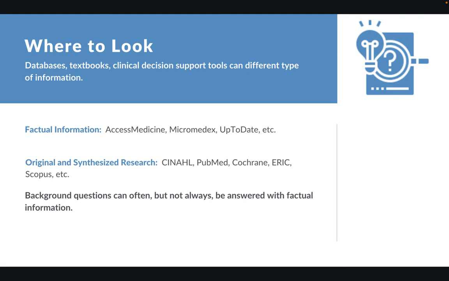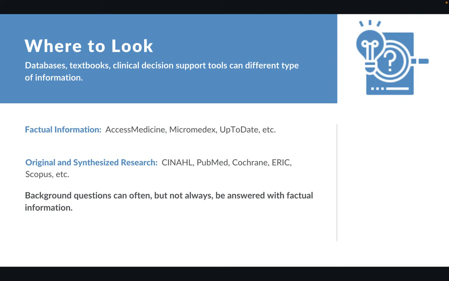So for background questions, we might use medical encyclopedias from the library or a database like Access Medicine, which is really like an online bookshelf of core titles in ebook format. We might also use a drug database like Micromedex or Lexicomp, or a book like Davis's Drug Guide, which we have through our library catalog. We could also look at a basic point of care tool like UpToDate or ClinicalKey for Nursing. These tools all address that kind of basic background knowledge question.